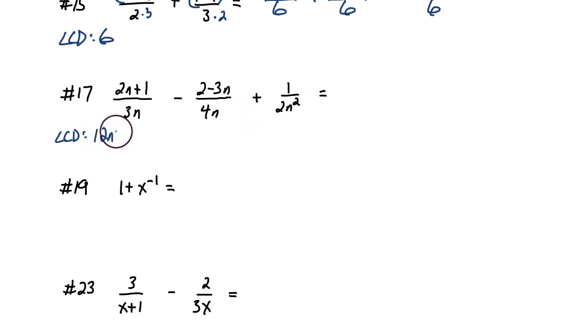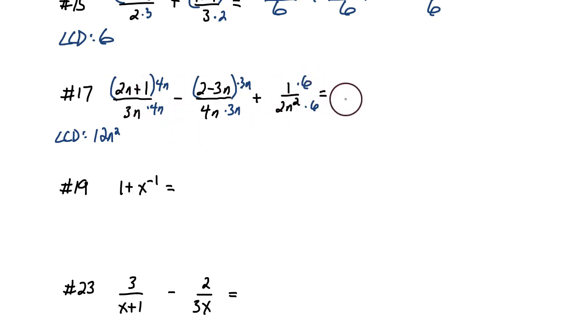We have to have n squared in our LCD. You can't use just a single n, because that last one has more than just a single n. All right, let's turn all of these into 12n squared. We have to times by 4n, and in the top, times by 4n. This one here we have to times by 3n, and in the top, times by 3n. This one here we need to times by 6, and in the top.